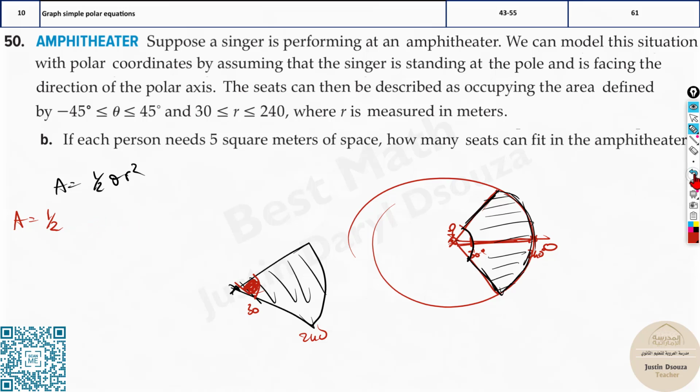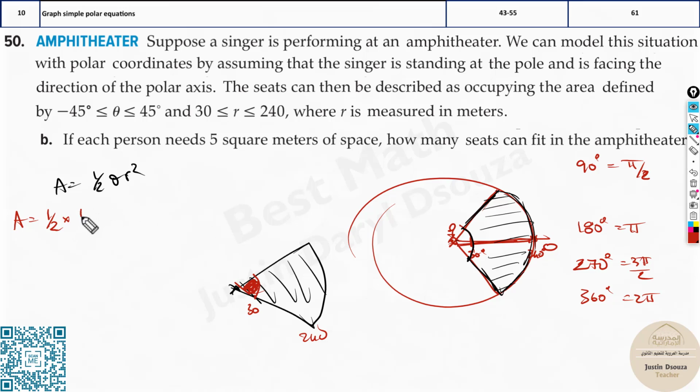Let me just properly substitute. What is theta? It's 45 up, 45 down, so it's 90 degrees, but we can't use degrees. We have to use radians. 90 is pi by 2. You need to remember a few things, like 90 is pi by 2, 180 is pi, 270 is 3 pi by 2, 360 is 2 pi. These are some basic things you need to remember so that you can easily convert in your mind itself. 45 would be just divide this by 2, it will be pi by 4 and so on.